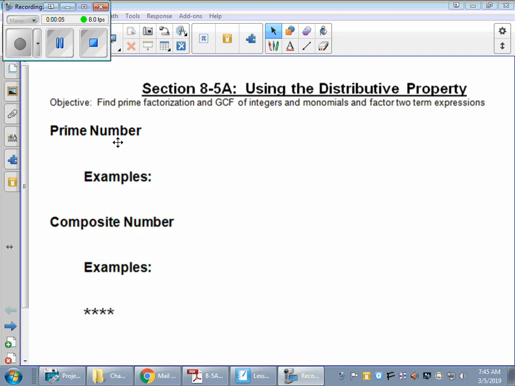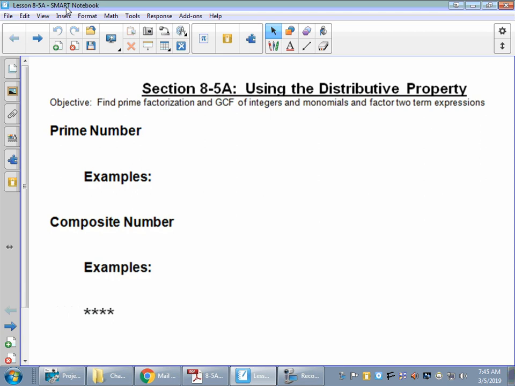All right. Welcome to section 8.5A, algebra. This is the first part of the second half of chapter 8, and really, we're going to be talking about factoring here for the rest of the way. Section 8.5A, using the distributive property.